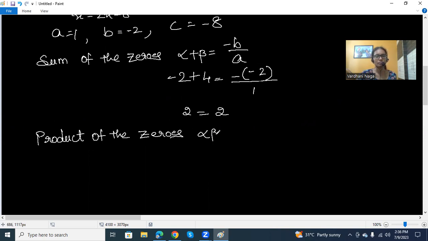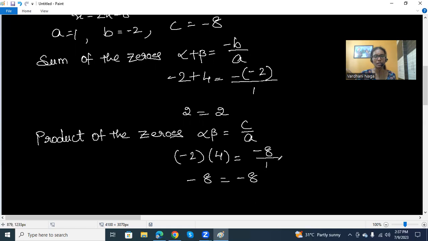Alpha beta is equal to c by a. Alpha value we know is -2, beta value is 4, c value is -8, a value is 1. Now, minus into plus is minus, 2 fours are 8, which is equal to -8 by 1, which is nothing but -8. So the product of the zeros is the same as c by a. Hence it's verified.